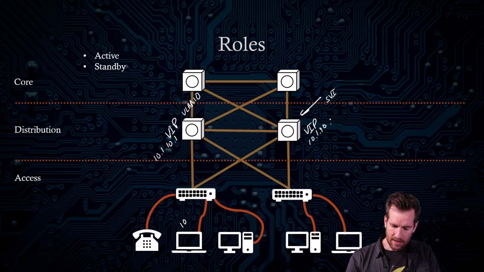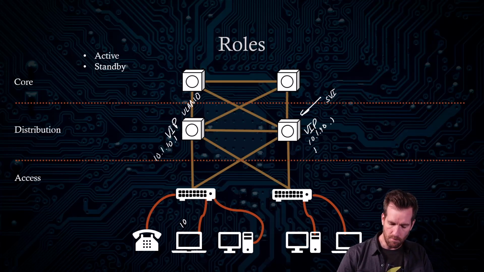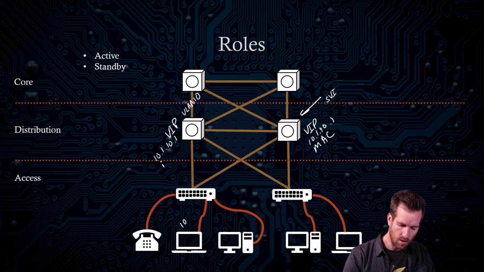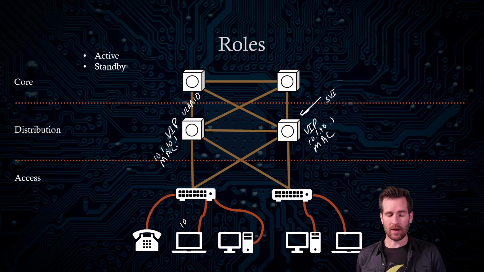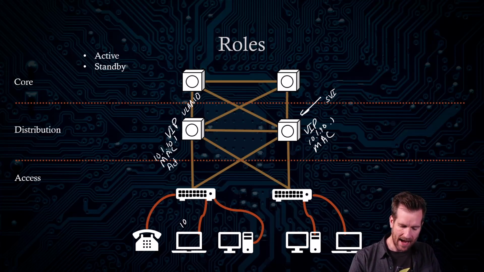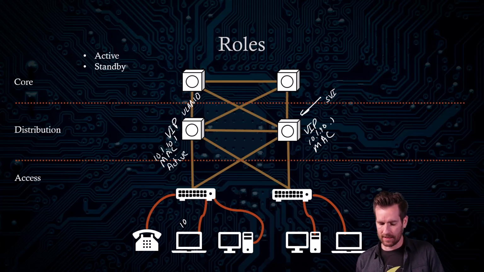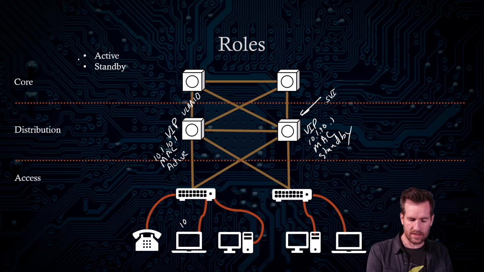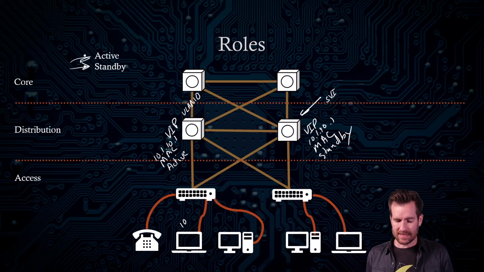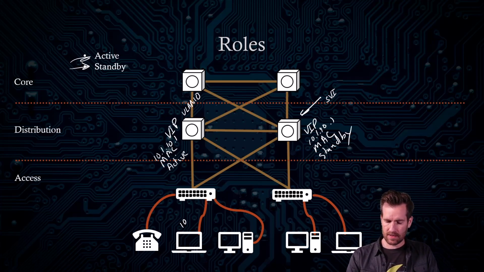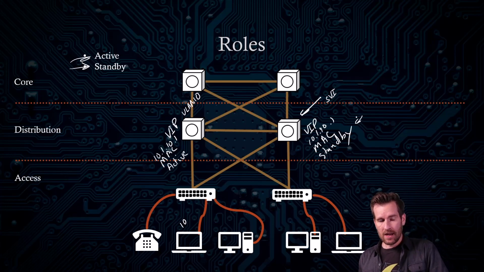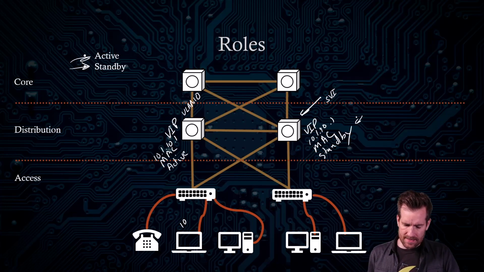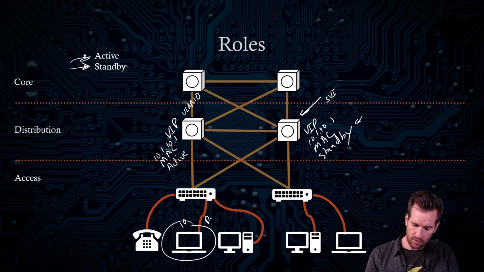Now, what would happen is there would be some sort of MAC address associated with each one of these. Another thing that would happen is one of these would become the active, meaning that it's responding to that MAC address, and the other would be a standby. So these are the two different roles, active and standby. If it's active, then it's actively responding to that MAC address versus the standby is just waiting in case the other one goes down.